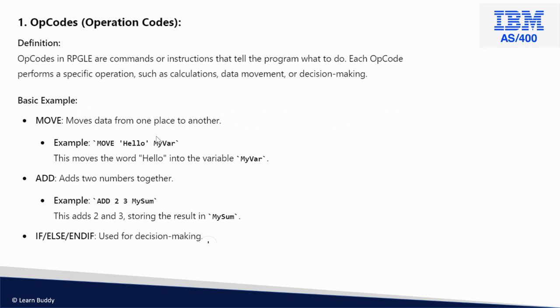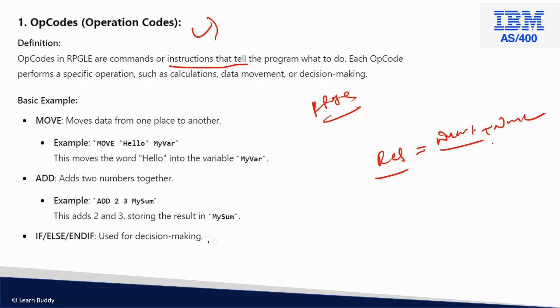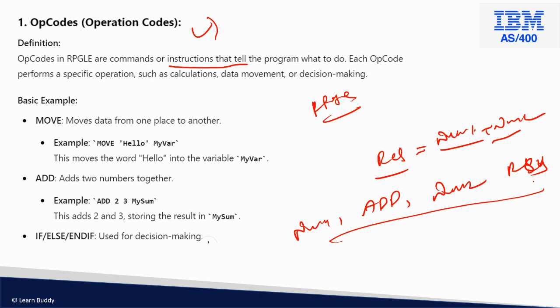Next we'll discuss operation codes. What are operation codes in RPGLE? Operation codes are commands or instructions that tell the program what to do. For example, take result equals number1 plus number2. It is a normal free format. Number1 and number2 are added and stored in result. This is what we saw as an example in the previous video.